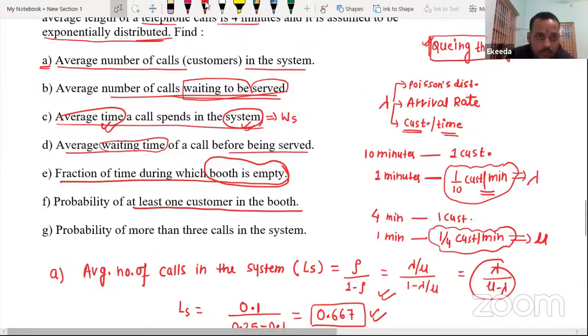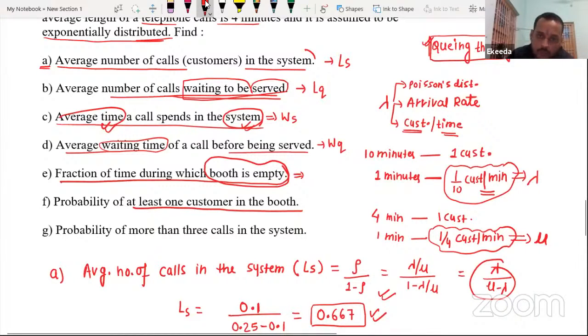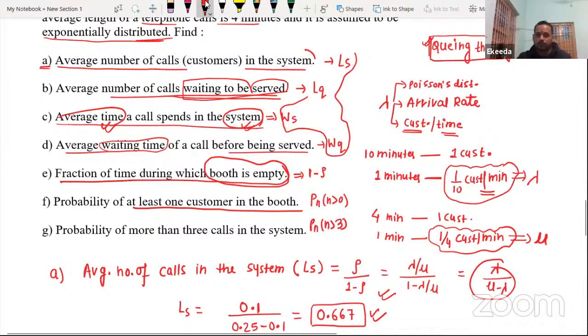Average number of calls in the system, this was our Ls. Average number of calls waiting to be served, this was our Lq. Ws, Wq. Here we have calculated the idle system, that is P naught equals 1 minus rho. Here also I have Pn where n is greater than 0, and Pn where n is greater than 3. These four are very important, and almost every 2 to 3 years these four formulas have been asked directly.